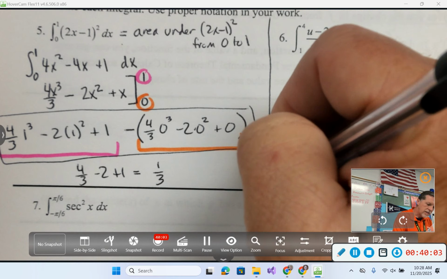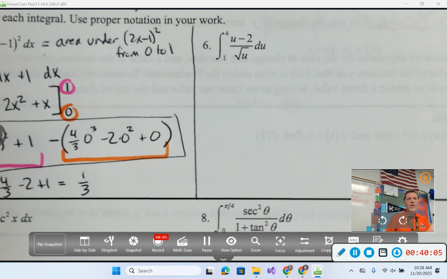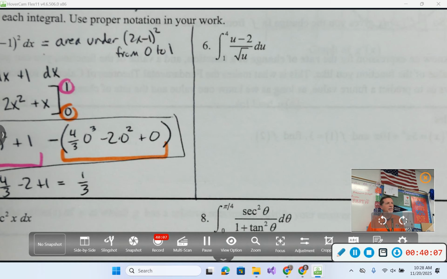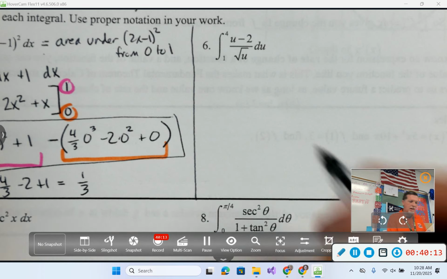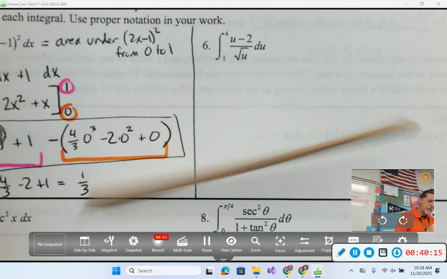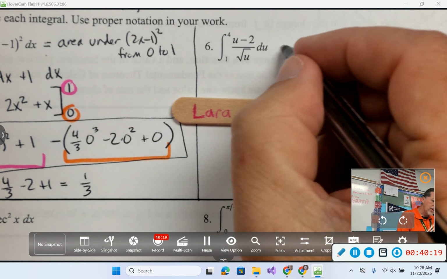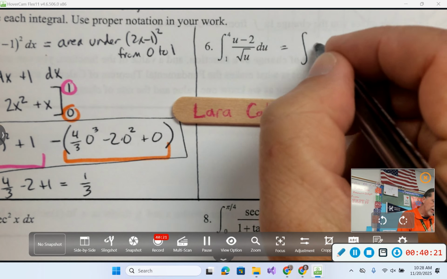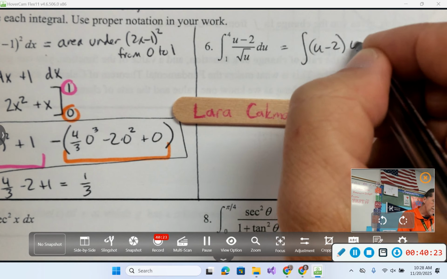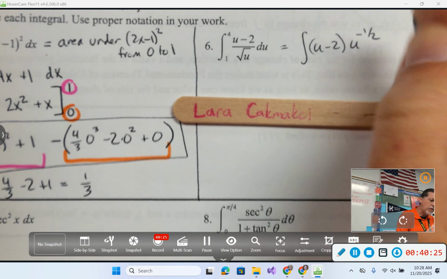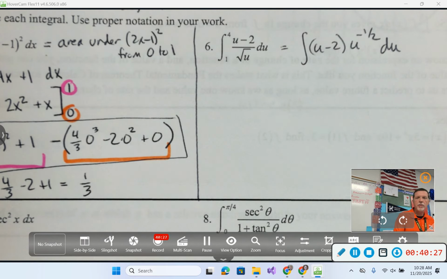All right, number 6. Oh, that's the one some of us missed on the test. Right? Not worried about the 1 and the 4 yet. Let's worry about doing the antiderivative. Laura, how do I think of the square root of u? U to the negative 1/2. This on the bottom. Yep, so that's u to the negative 1/2 if I want to put it in the top.